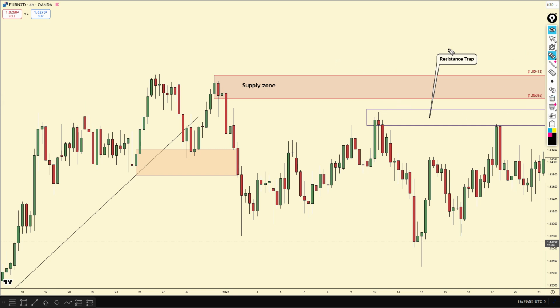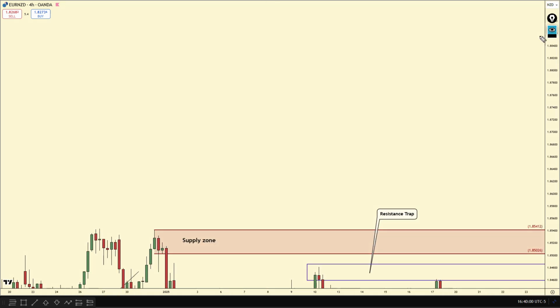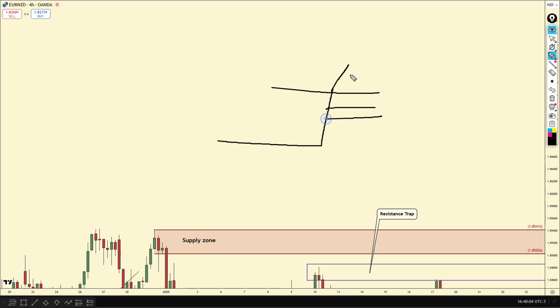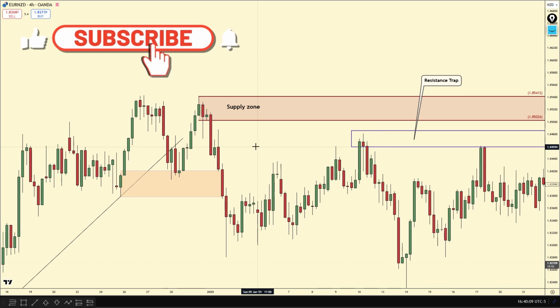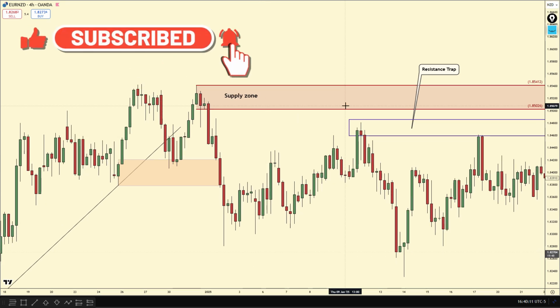I want to be very clear. I usually only point out zones that remove opposing zones. So for example, let's say we have demand here. The demand pushes up, it removes the supply. I'm now mapping out the demand that removed the supply and everything. So I'm doing kind of like a chain analysis. So I usually only point out zones that remove opposing zones.